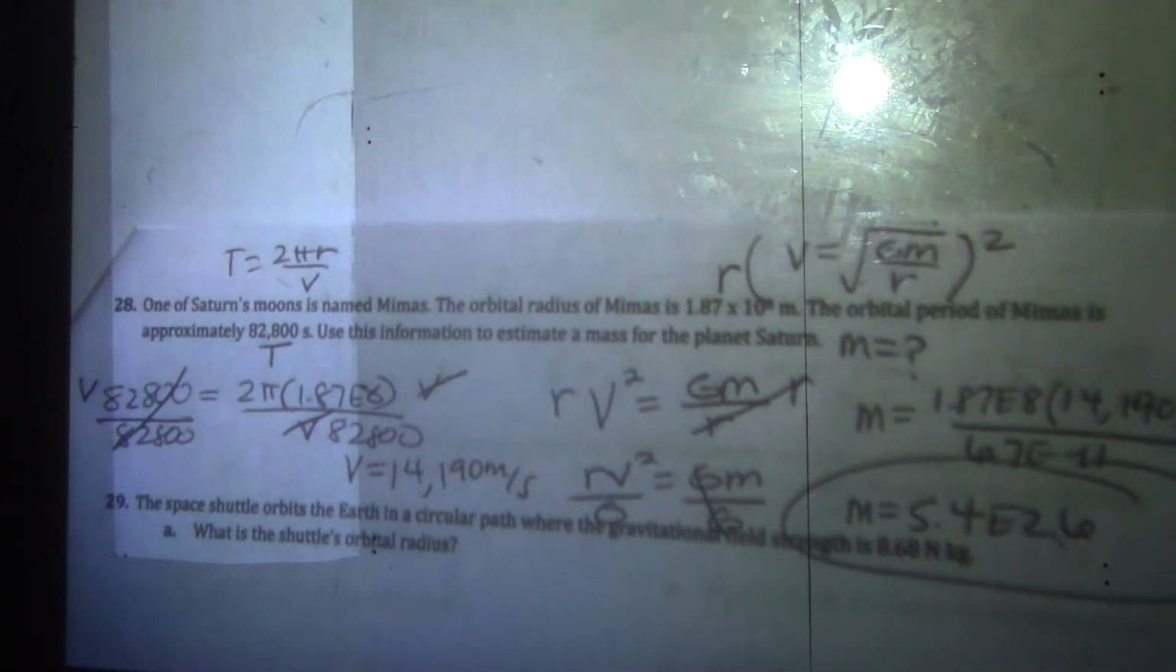Now I'm trying to get m by itself. Get rid of the r by multiplying r up. I have r v squared equals GM. To get m by itself, you divide the G over. So m is r v squared, the 14,190 squared, over G, which is 6.7 e negative 11. I got that my mass was 5.4 e26, and it makes sense it's a big exponent because it's talking about the mass of a planet.